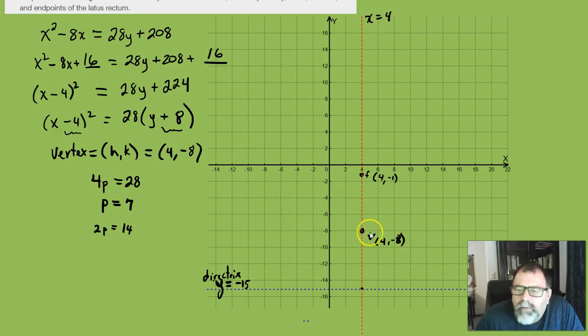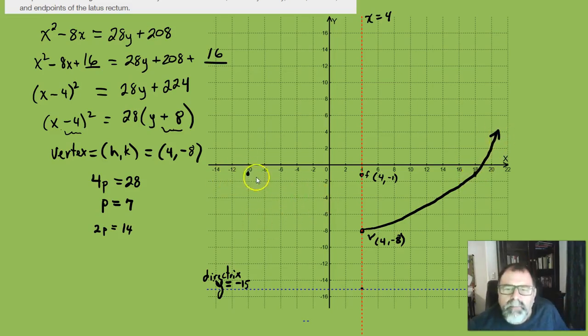Okay, so now we got our vertex, focus, directrix. Now we're going to do the latus rectum points. So we do the 2p. From the focus, parallel to the directrix, we go 14. So that gets us to 18. Minus 14, so that's -10. And then the 4p, which would be 28, which is pretty much off of this chart here. So we will just connect them. We know we're going out that way. And then the same thing here.